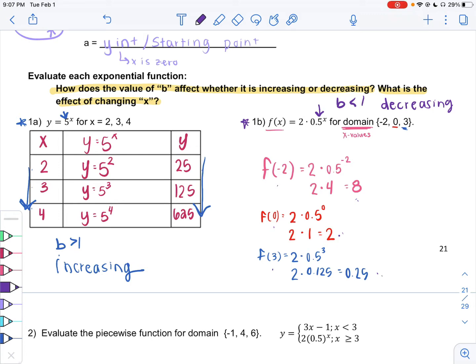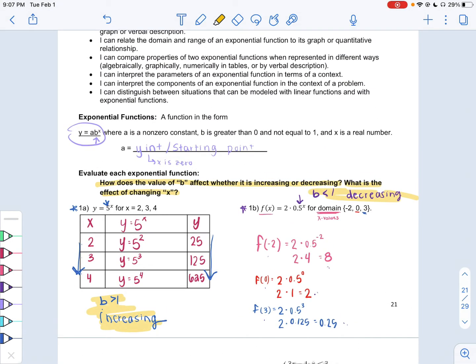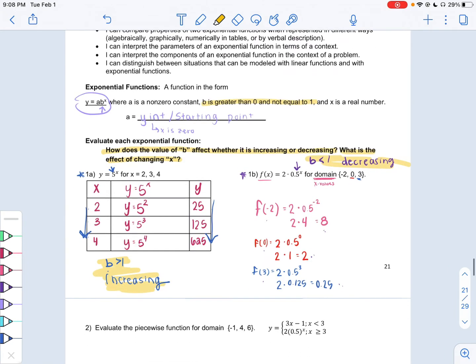So what you should take away from this is that if our b is greater than 1, we're increasing, and if b is less than 1, we're decreasing. We set up here that b can't be 1, so don't worry about what happens if b is 1, because you won't have a function like that.